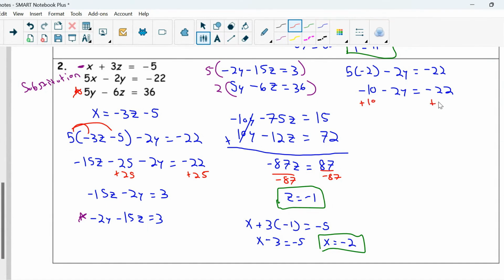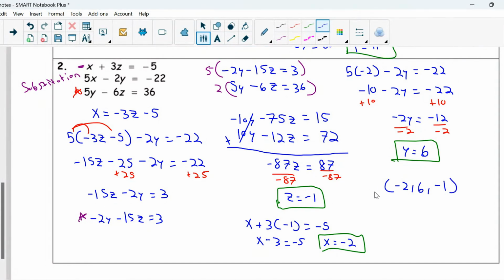Go ahead and solve. Add 10 to both sides. Negative 2y equals negative 12. Okay, divide both sides by negative 2. That gives us y equals positive 6, which is the third of our variables. So now go ahead and write your answer. Remember, you write x first, which is negative 2, y second, which is 6, and z last, which is negative 1.